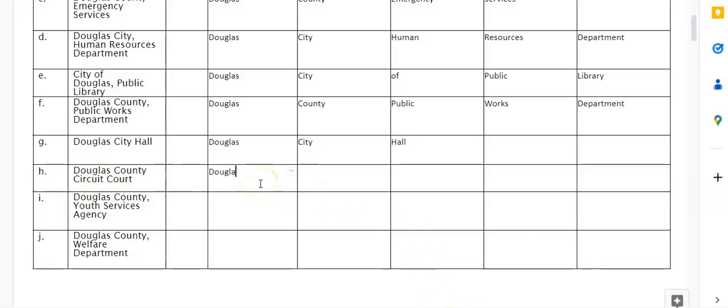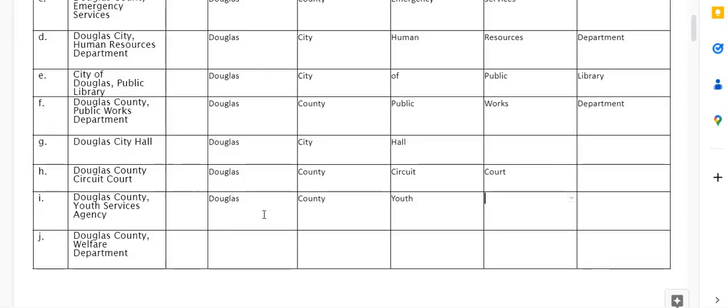The name of the county is Douglas. Unit 3 is going to be circuit. Unit 4 is going to be court. Okay, same thing for letter I. The name of the county is Douglas, which is our key unit. County is unit 2. And then the name of the agency is going to be last.